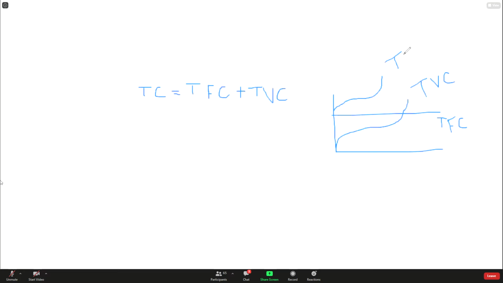This TC is not transfer certificate. This is total cost. Look, this TC started from here. So this is our total cost. But actually this is short-run total cost.